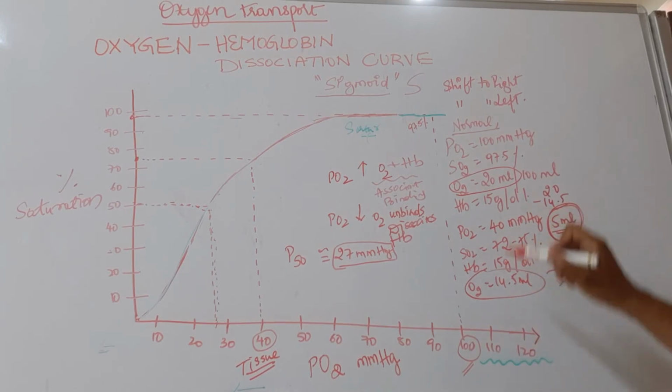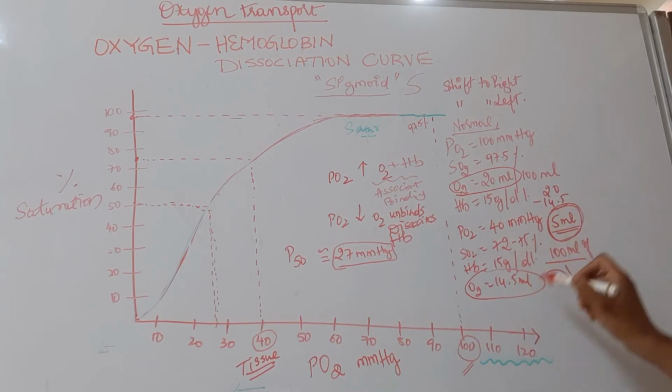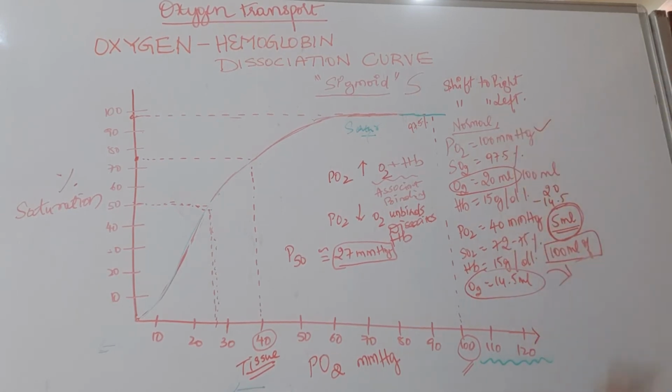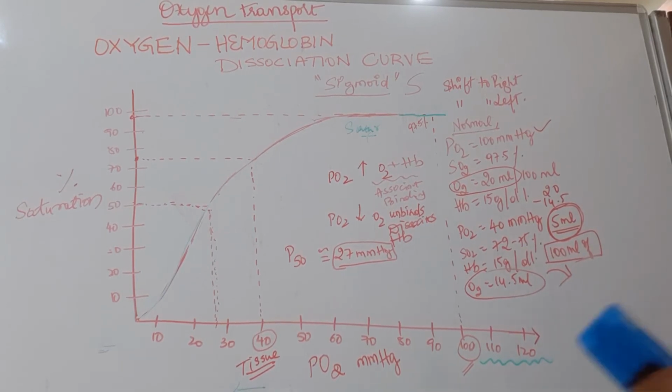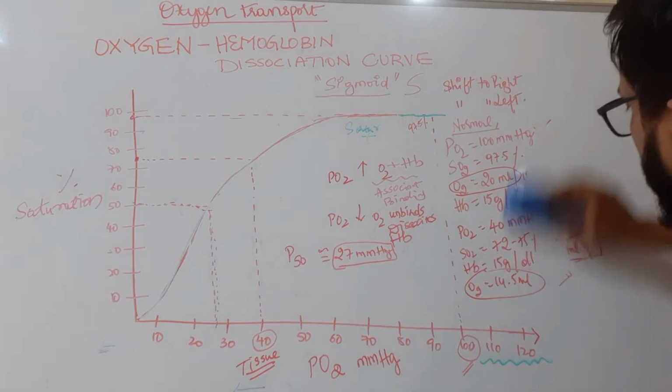So 5 ml of oxygen is yielded by 100 ml of blood if the normal partial pressures of 100 mmHg and 40 mmHg are seen. Now, coming back to the concept of shift to right and shift to left.